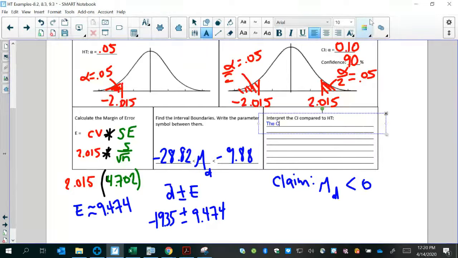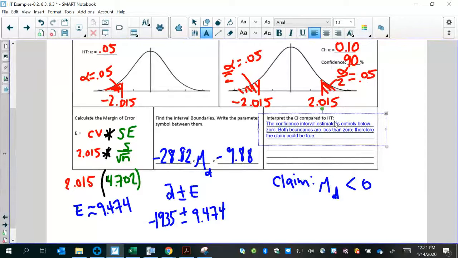The confidence interval estimate is entirely below 0. Another way of saying it is both boundaries are less than 0. Therefore, the claim could be true.